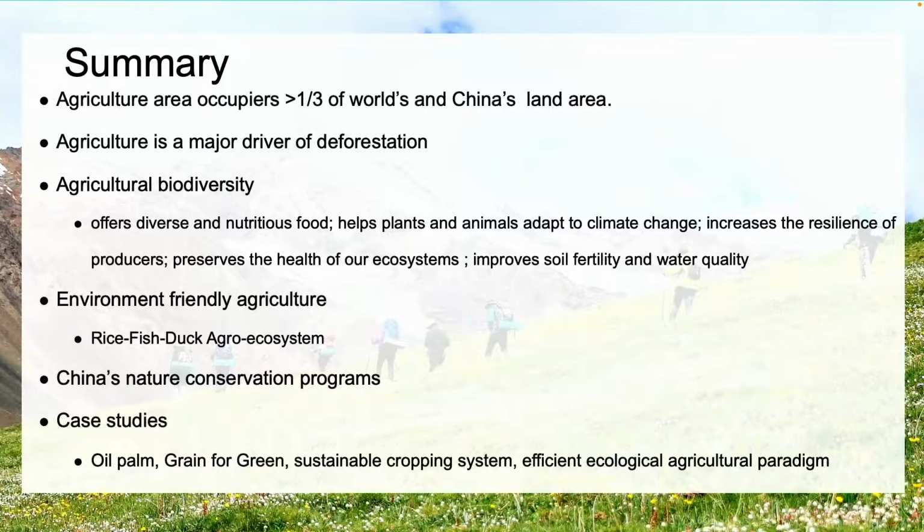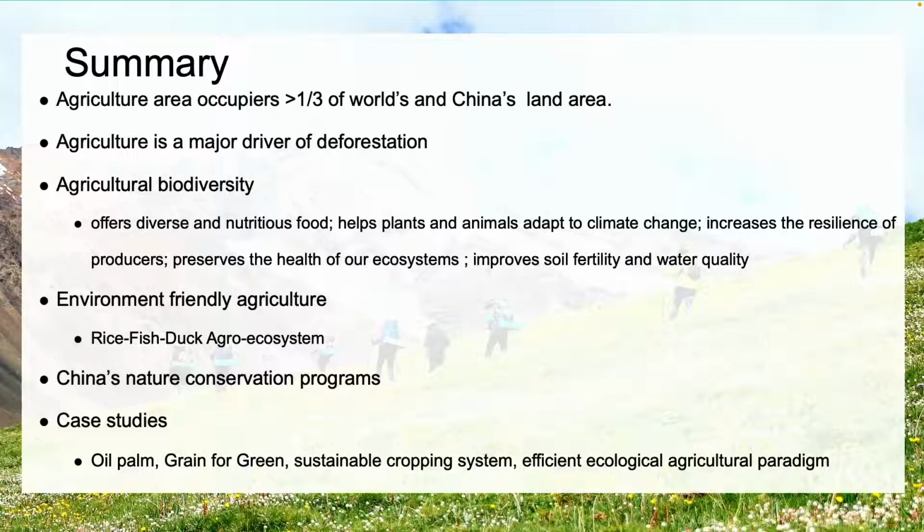In this lecture, we became familiar with the relationship between agriculture and nature conservation. We know that agriculture occupies more than 1/3 of the world's land area and also more than 1/3 of China's land area. Secondly, agriculture activities are a major driver of deforestation, habitat loss, and biodiversity decline. Agriculture and biodiversity are interlinked with each other. Agriculture needs biodiversity. However, agriculture threatens biodiversity.